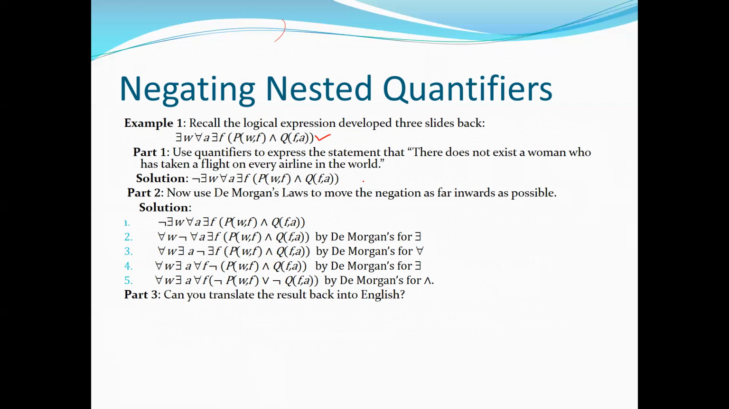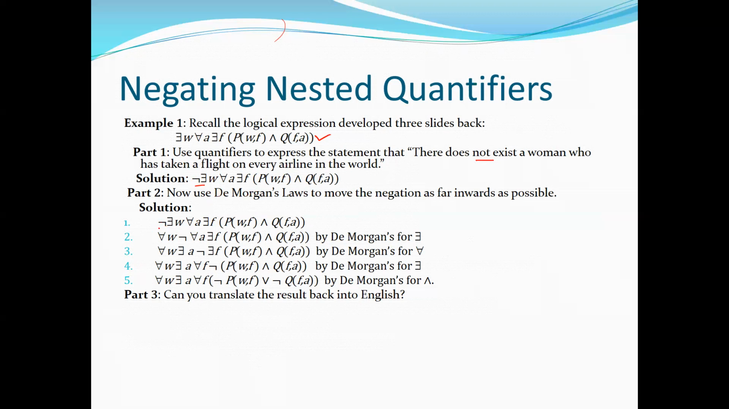Using quantifiers to express this statement, there does not exist a woman who has taken a flight on every airline in the world. That is the negation of this one. So how can we negate this? We apply the negation operator at the start of this whole statement. That means the same. Now let's solve this using De Morgan's law and De Morgan's theorem.